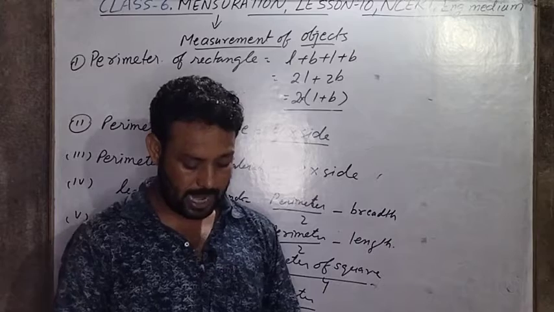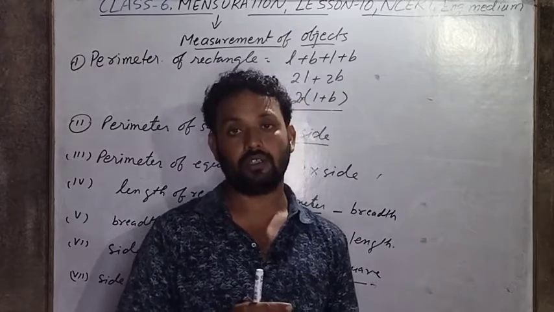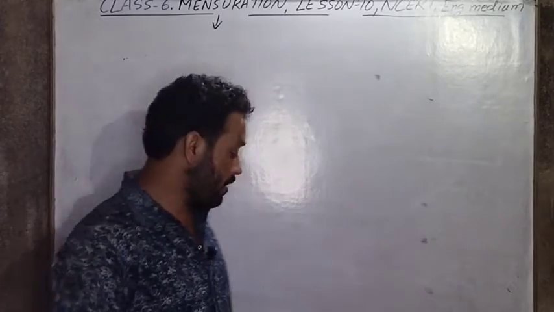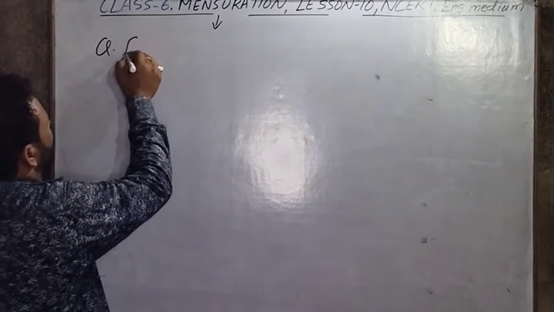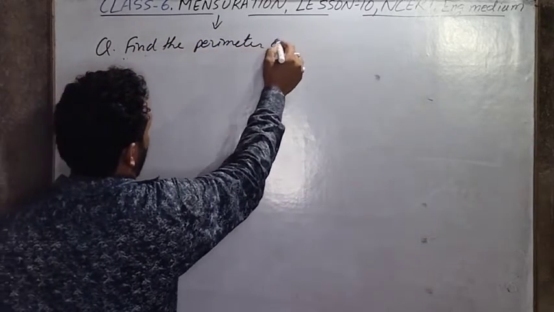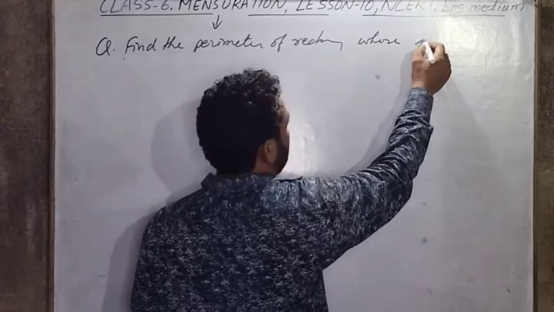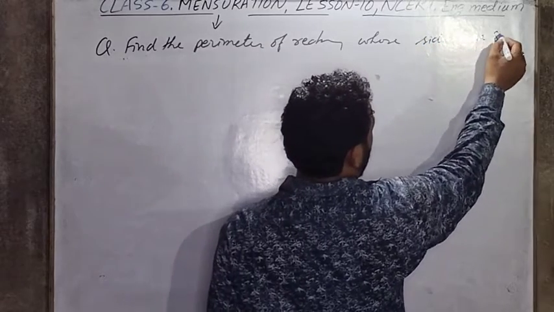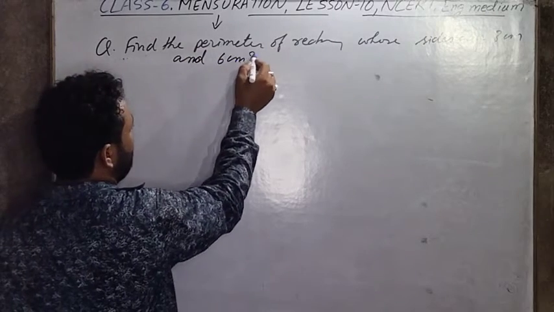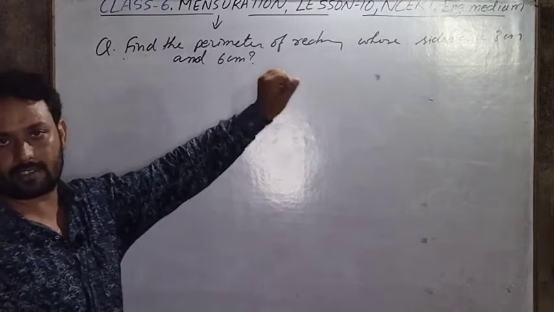So for exercise 10.1, I am going to write the question, then we will solve one by one. So see the first question. I am giving some example questions. First one, find the perimeter of a rectangle whose sides are 8 centimeter and 6 centimeter. This is the question.